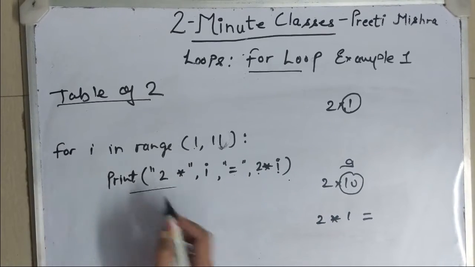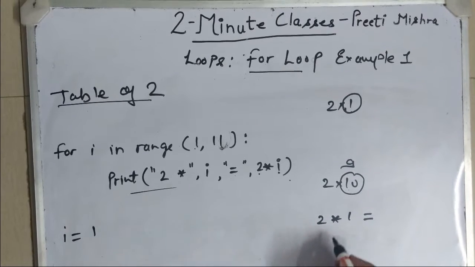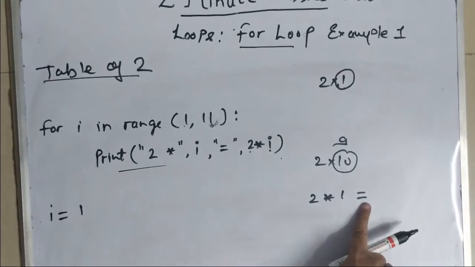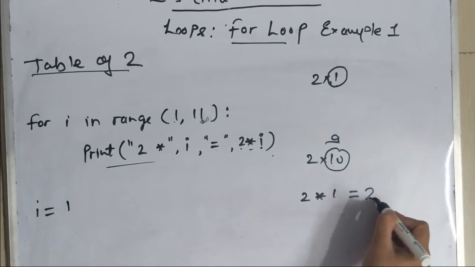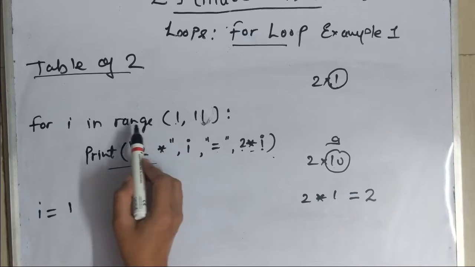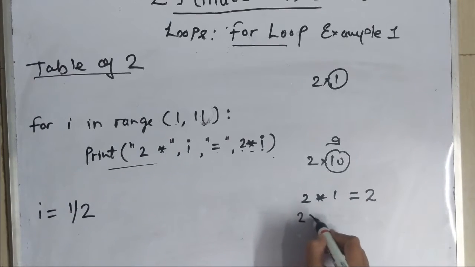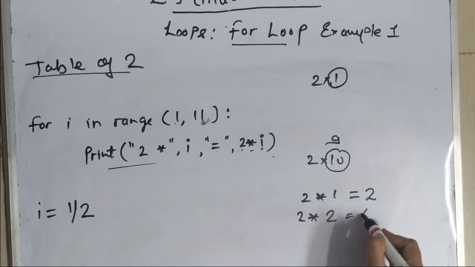Let us execute this example. When I begin, the value of i will be 1. Then it will print 2 into as it is, the value of i, which is 1, and equal to as it is. Then it will perform 2 into i, that means 2 into 1, and print 2. After this, i's value will increase to 2. Then it will print 2 into, the value of i is 2, then 2 into i, that is 4.